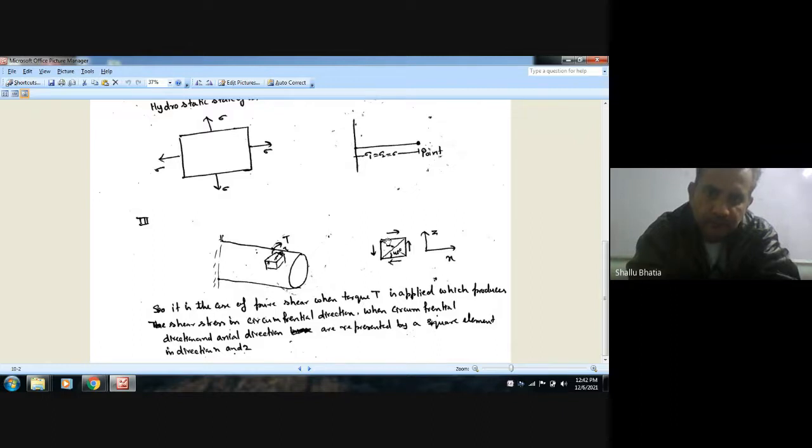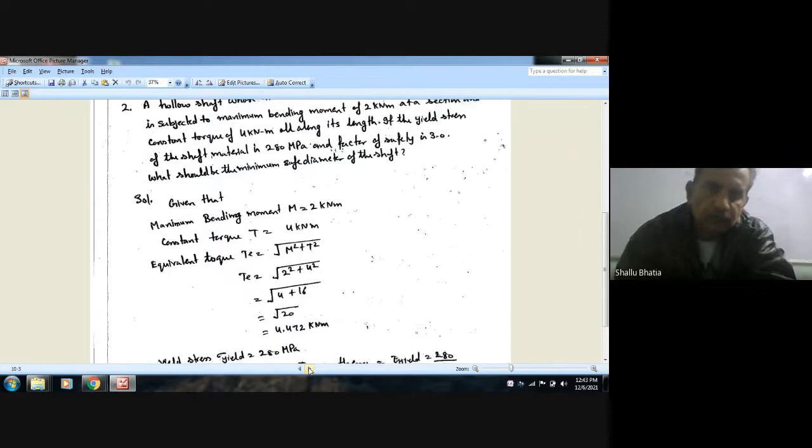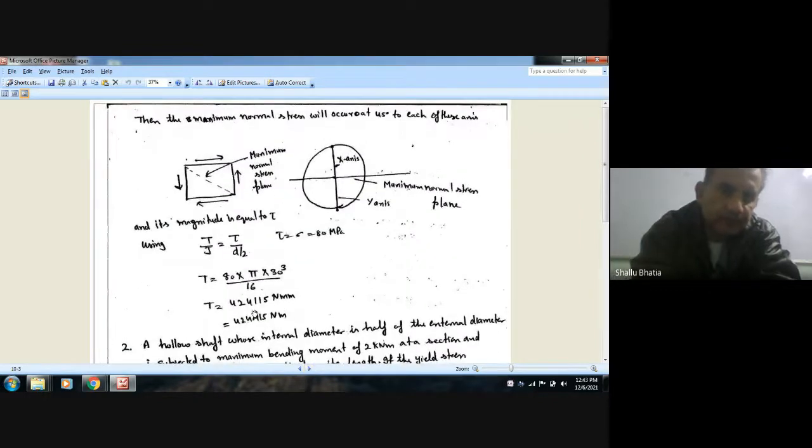So this is the circumferential direction x, and this is the axial direction z. Here there will be shear stress, and on this plane there will be complementary shear stress. So we can represent this like this. In case of pure shear, the Mohr circle is like that, which we have drawn.